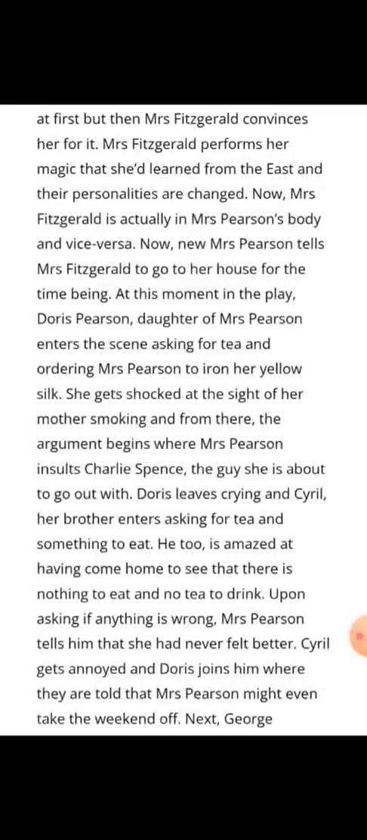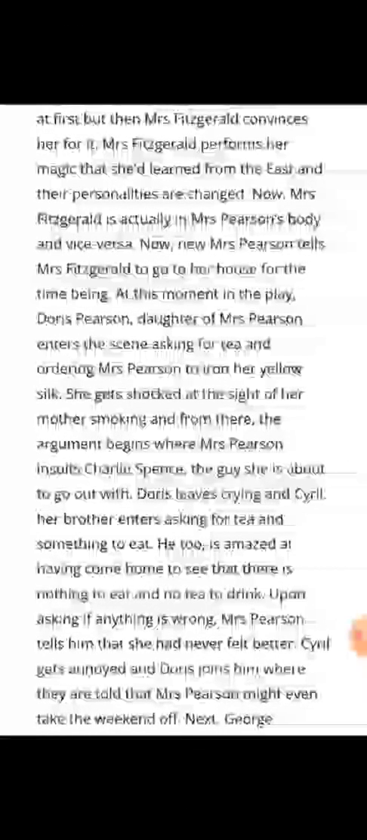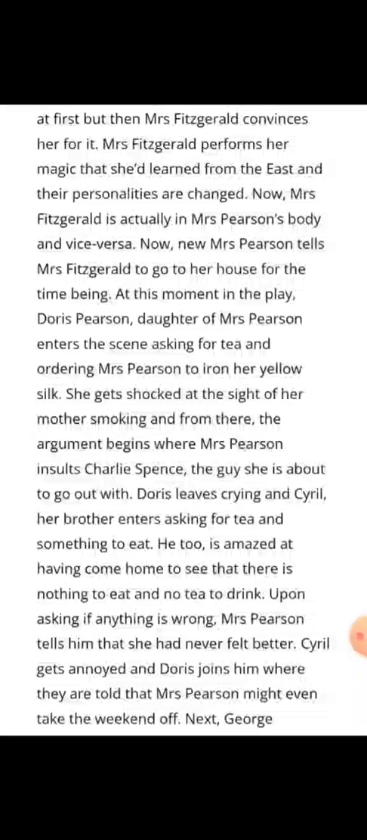Now, Mrs. Fitzgerald is actually in Mrs. Pearson's body, and vice versa. Now, new Mrs. Pearson tells Mrs. Fitzgerald to go to her house for the time being. At this moment in the play, Doris Pearson, daughter of Mrs. Pearson, enters the scene, asking for tea and ordering Mrs. Pearson to iron her yellow silk.